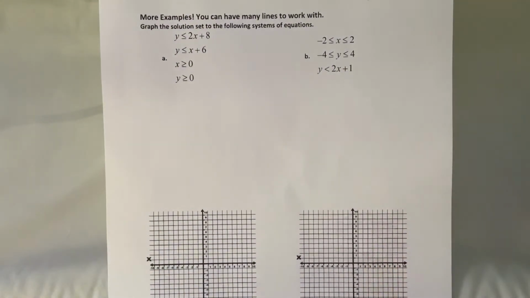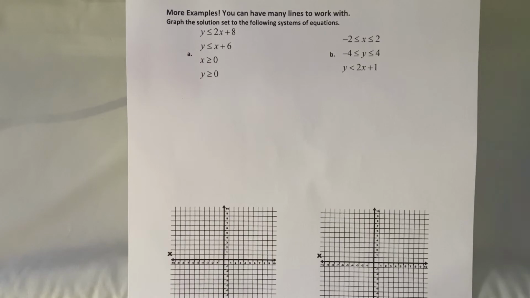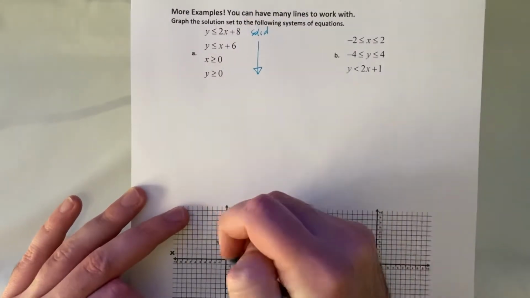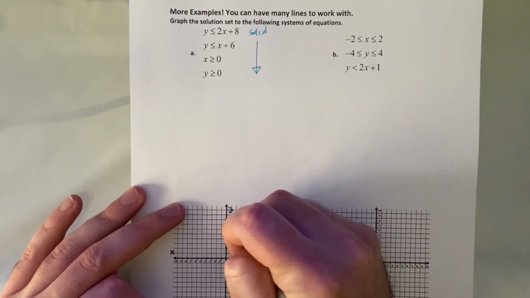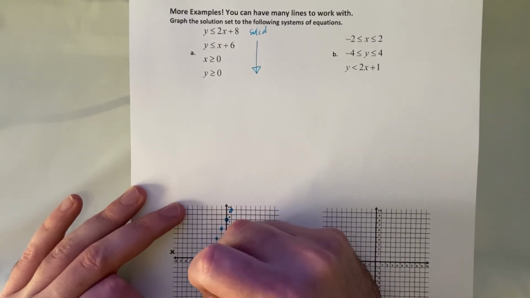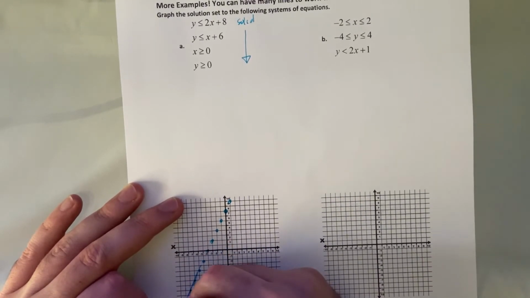You can have more than just two equations. Very often you have constraints that have more than two equations, so we can look at A here, and you just follow that process where it's all the areas that overlap. So we've got y is less than or equal to 2x plus 8. So these are all solid lines. We start at 8. We go up 2 over 1, or down 2 to the left one. Okay, and we graph our line.